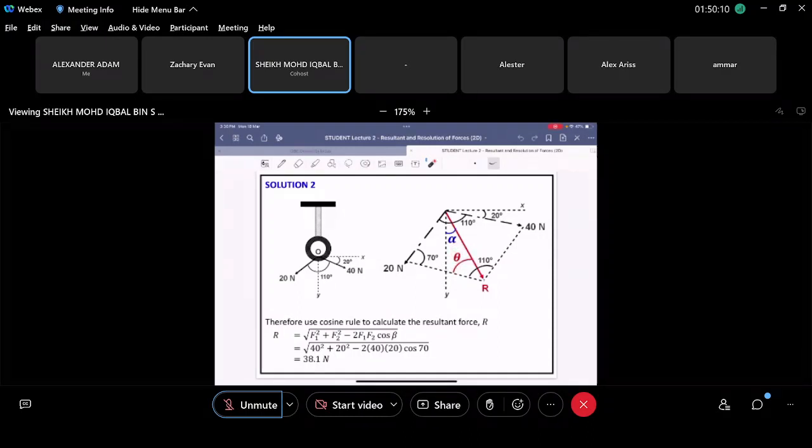Okay, so therefore you can use the cosine rule to calculate the resultant force, right? So this is your cosine rule. You know your F1, which is 40 Newton, right? You know your F2, which is 20 Newton. So just put it inside the formula. And then 2 F1 F2, so 2, 40, 20, and cos 70, right? So this 70, right? So how do we find 70 degree here?